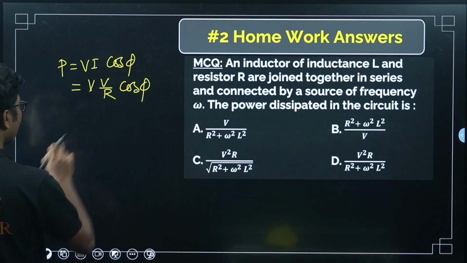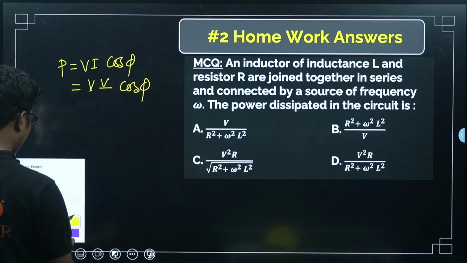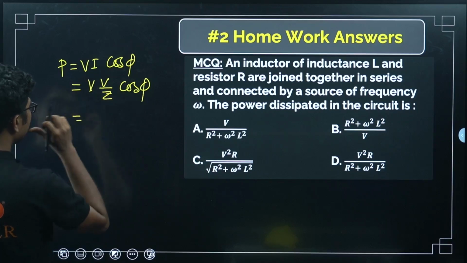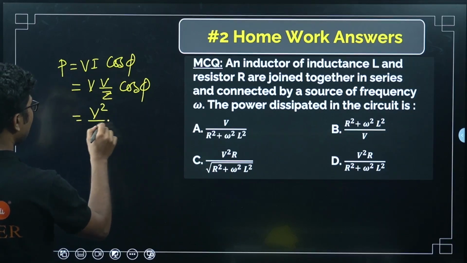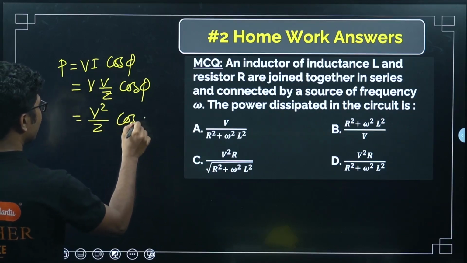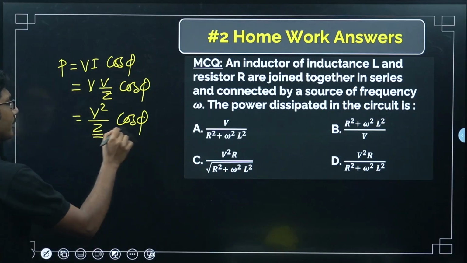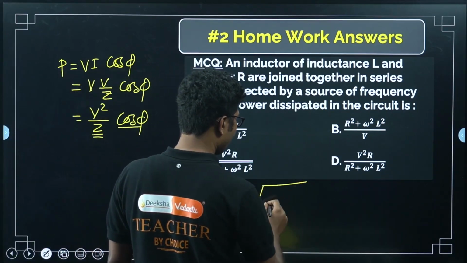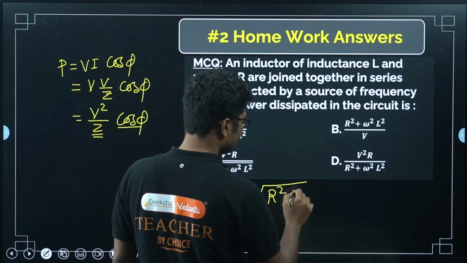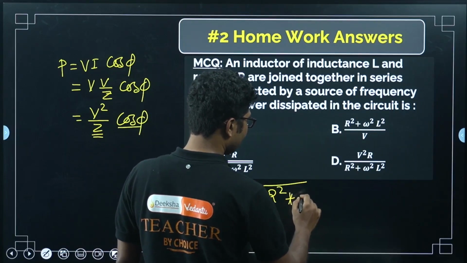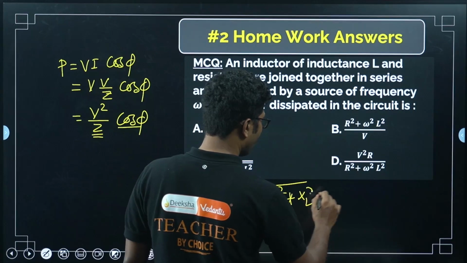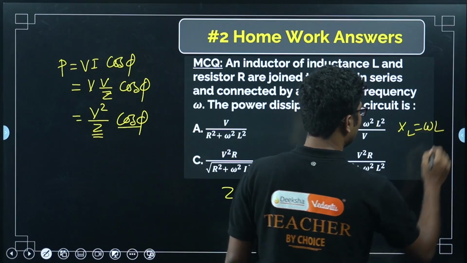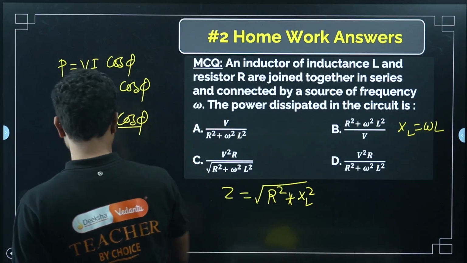Instead here, because we are using an inductor and resistor, it will be Z. You can consider C as 0, so it will be V square by Z cos phi. So what do we need to find? We need to find Z, and we need to find cos phi. So what is Z? Z is the square root of R square plus XL square. What is XL? XL is omega L, right? These are all known things.